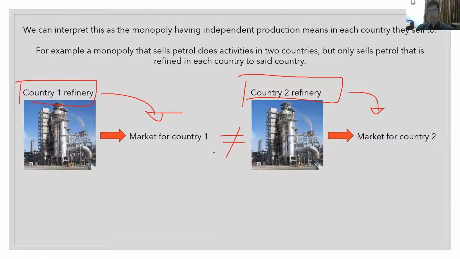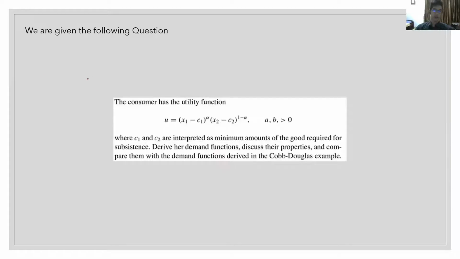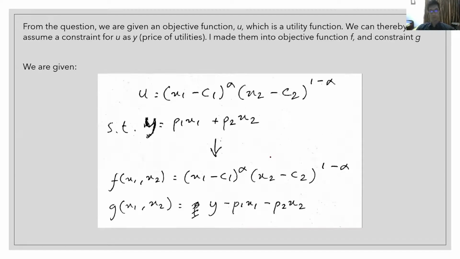That's my interpretation of question 1. And now for question 2, problem 2. We're given the following question. The consumer has the utility function u equals (x1 minus c1) to the power alpha times (x2 minus c2) to the power 1 minus alpha, where alpha is a real value, and where C1 and C2 are interpreted as the minimum amounts required for a substance. Derive her demand functions, discuss their properties, and compare them with the demand functions derived in the cup noodles example.